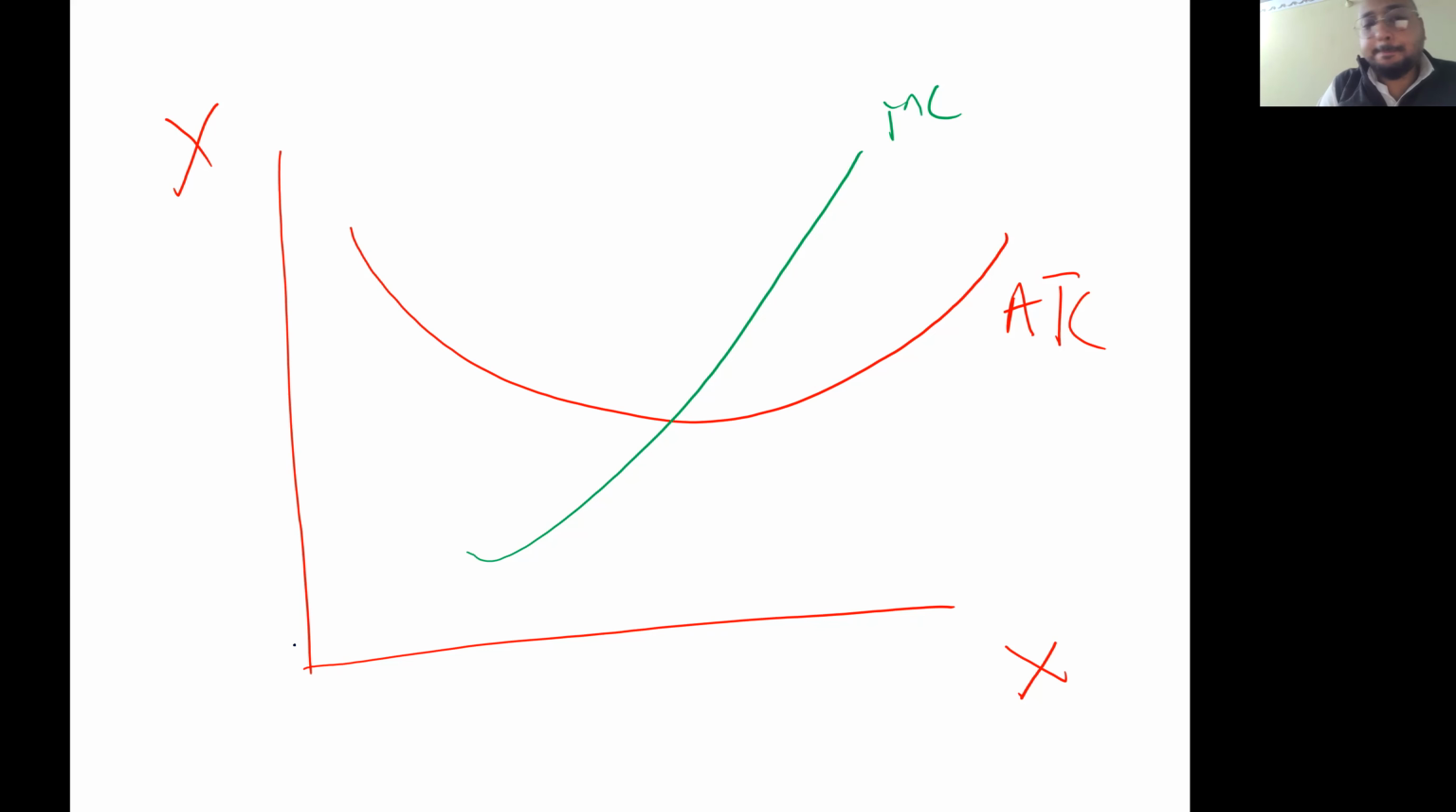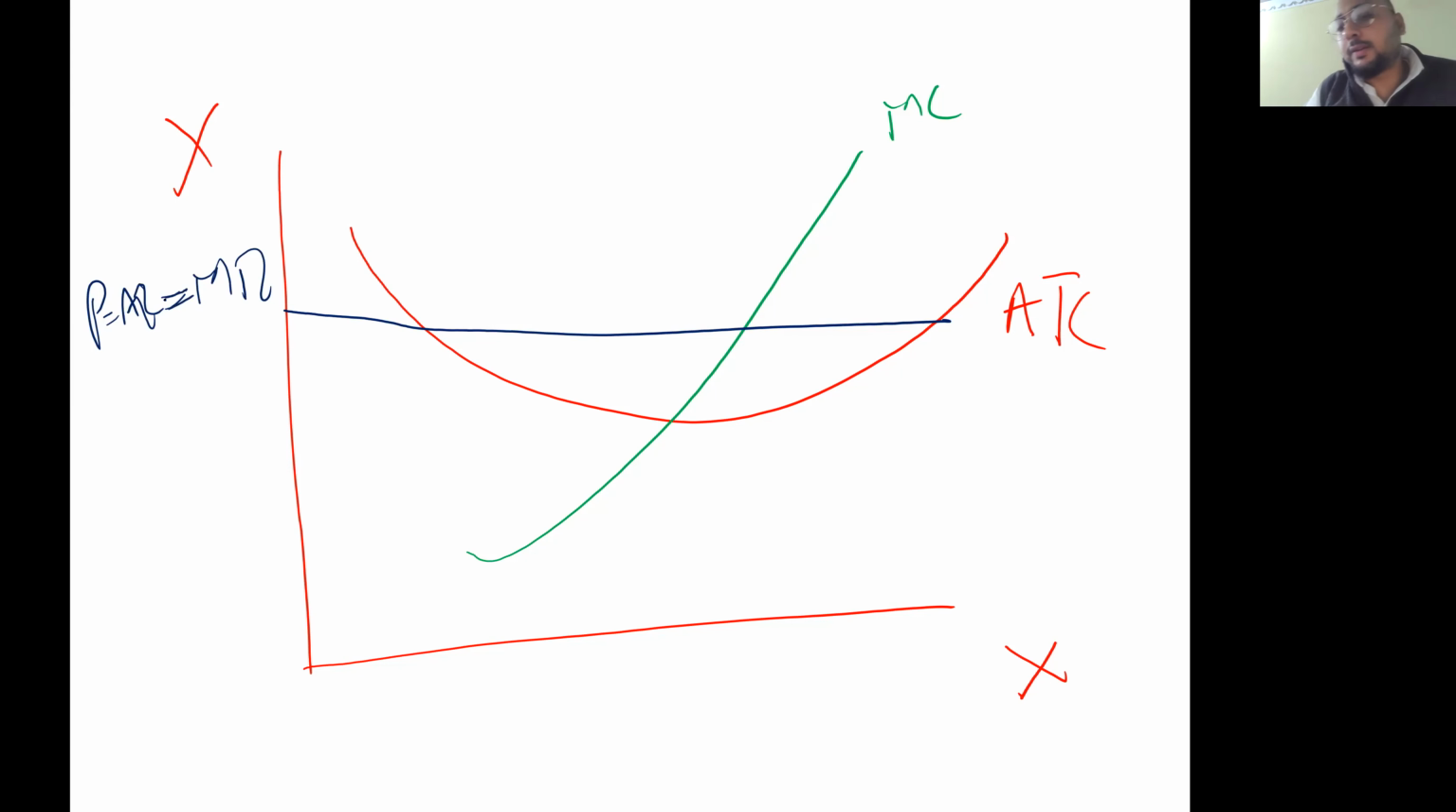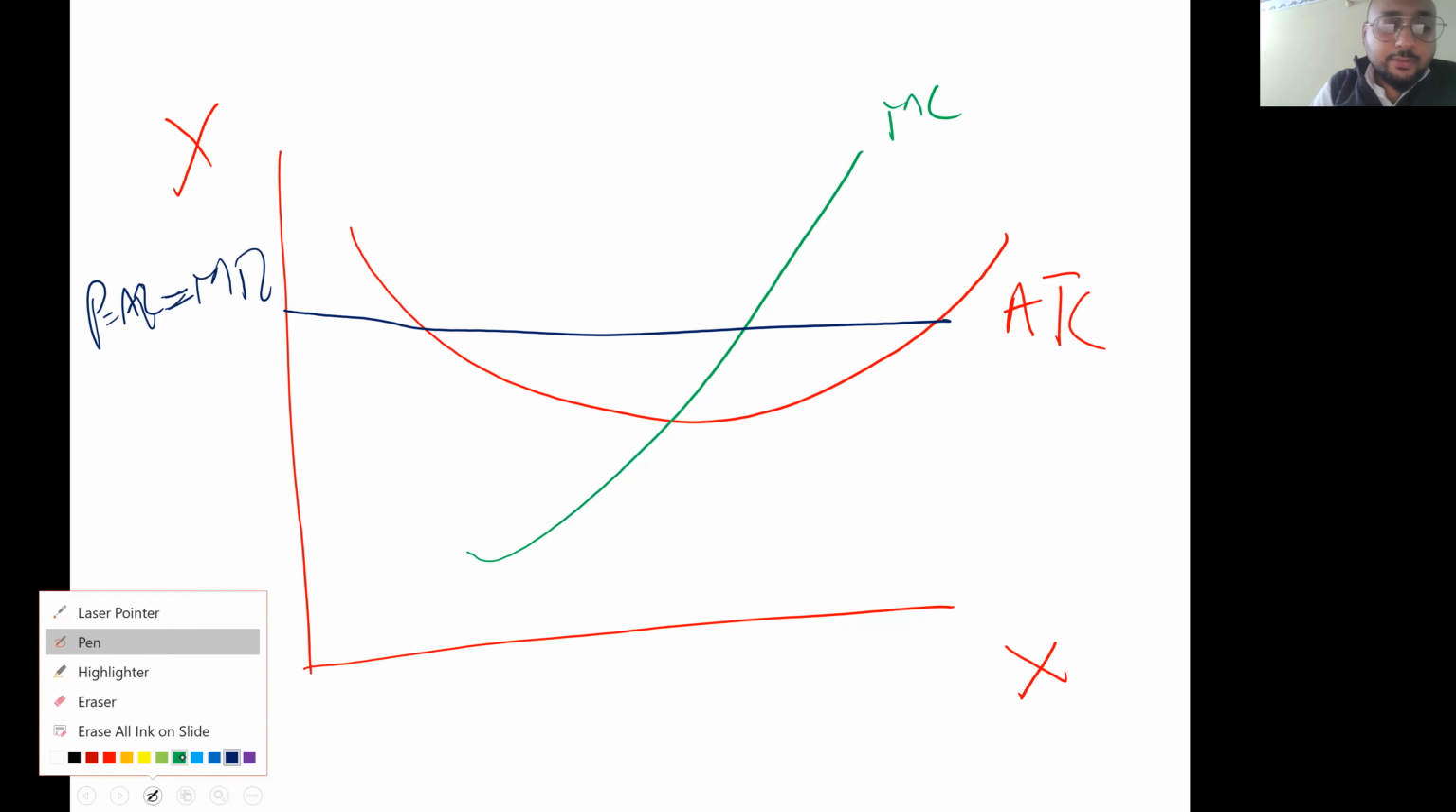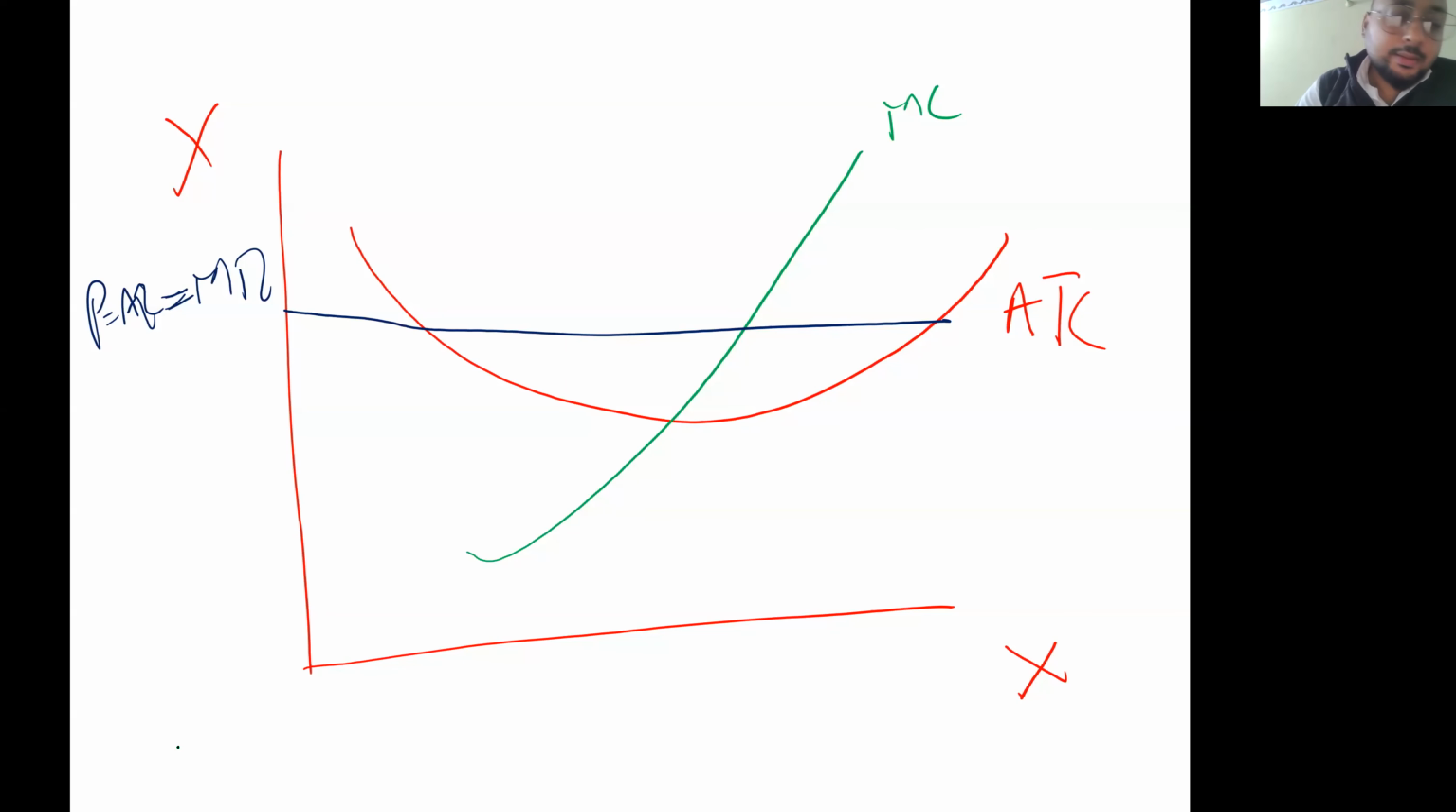Now the price line. And the price line is a horizontal straight line. So what is that? Price is equal to AR is equal to MR. So all these curves are here. So this is the same MR and AR. So where do we need to produce to maximize the profit? This part where MC is equal to MR. So where is MC equal to MR?